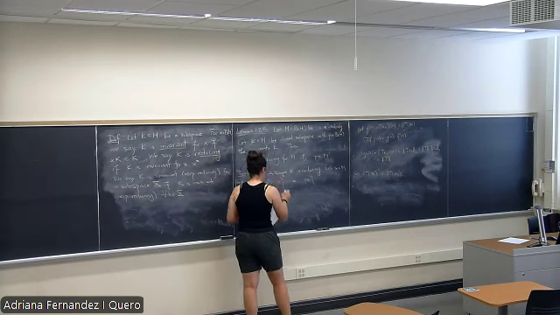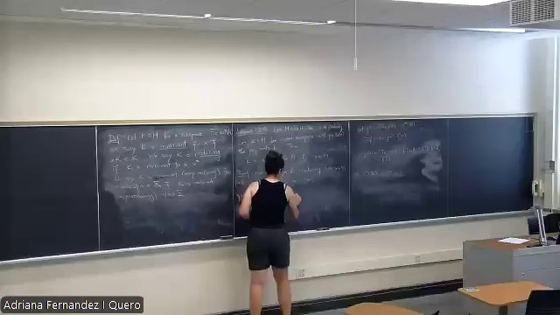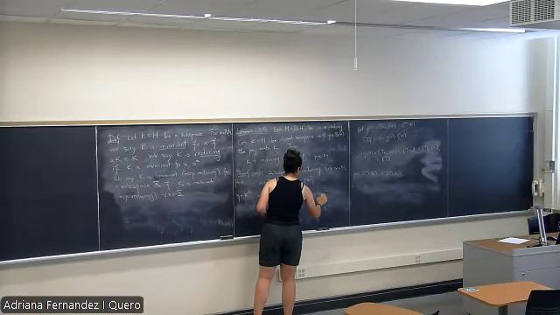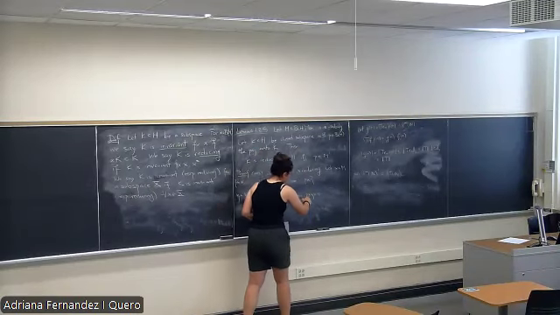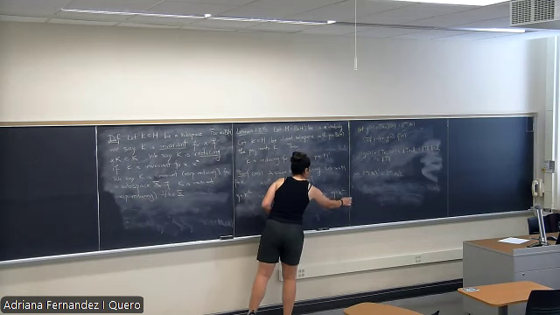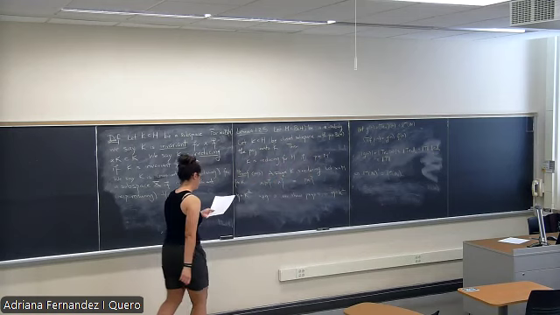Okay, so we show Px eta is also 0. So in other words, we need to show that X eta also lies in the orthogonal complement of K.